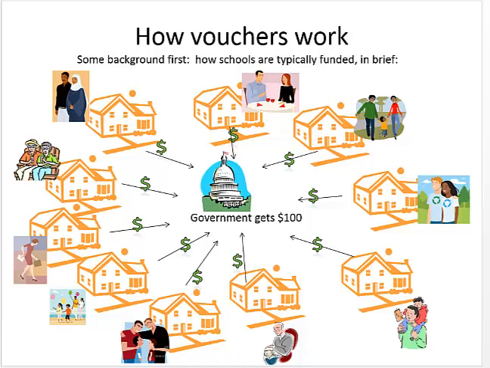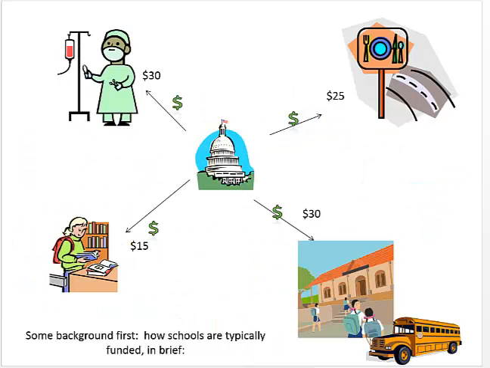Okay, now once the government has gotten the $100, the government then turns around and sends money back out into communities to pay for certain programs, things like healthcare, which we see in the upper left here, for $30 of the 100. $25 of the 100 is going to go to road upkeep, $15 is going to go to libraries, and $30 is going to go to the public schools. Again, these numbers are not at all realistic.